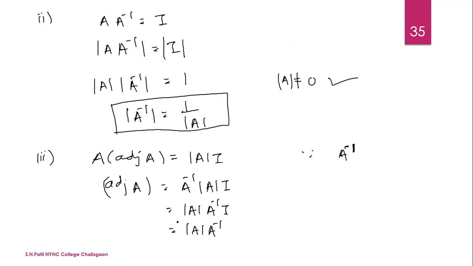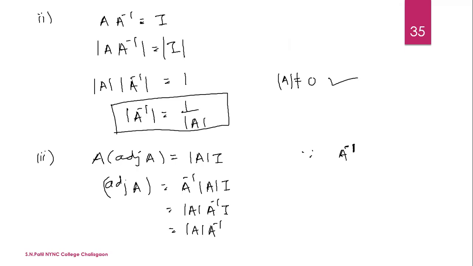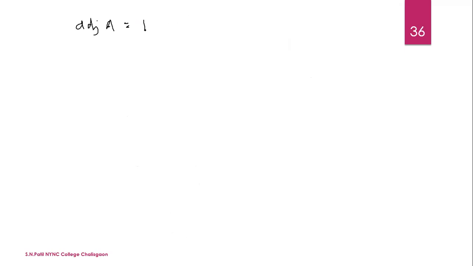Now we consider adjoint of A is equal to what? Determinant of A into A inverse, which we consider as B.